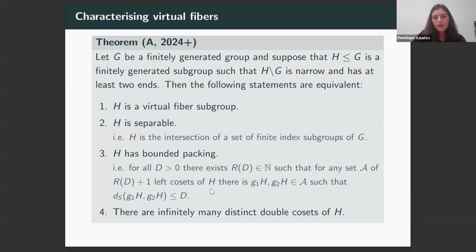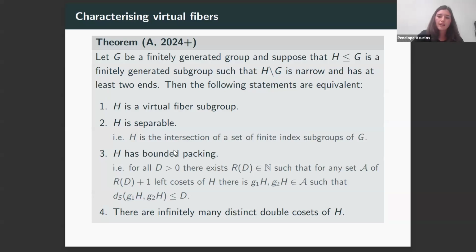Right, and so I won't say too much about the proof, but I do want to say a few words. The way the proof goes is you show that 4 implies 3 and then 3 implies 1, and the 4 implies 3 is fairly short. You use narrowness to show that the commensurator of H has finite index in G, and then some results of Connor and Mahalik. And then most of the work is getting from 3 to 1.